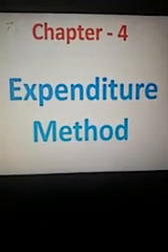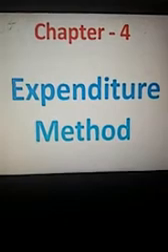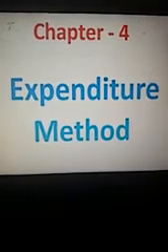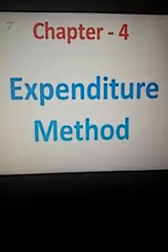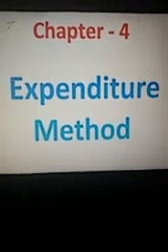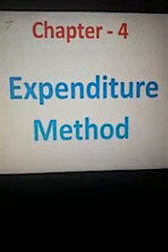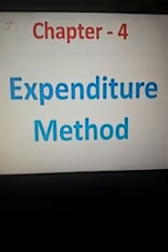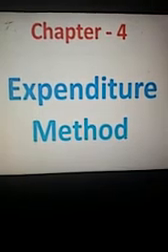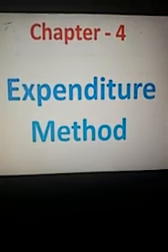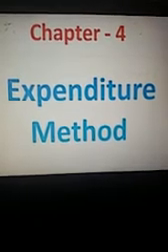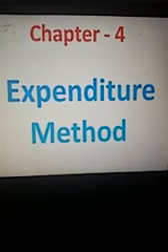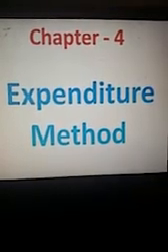Last is imputed value, which we say is estimated value. The estimated value of expenditure on goods produced for self consumption should be taken into account as these goods are reflected in the estimation of GDP. Also, imputed rent on an owner occupied house should also be taken into account.